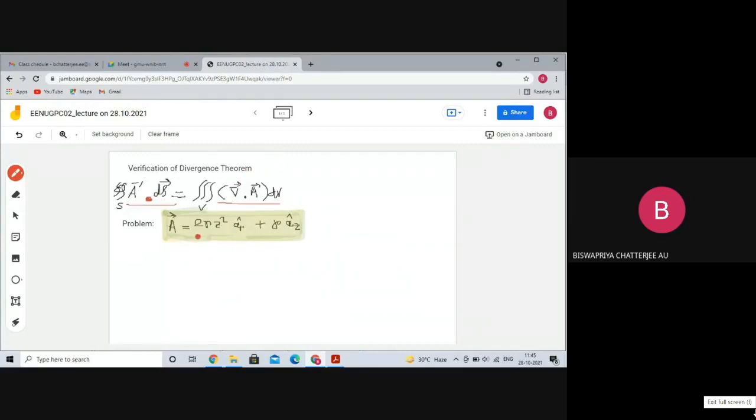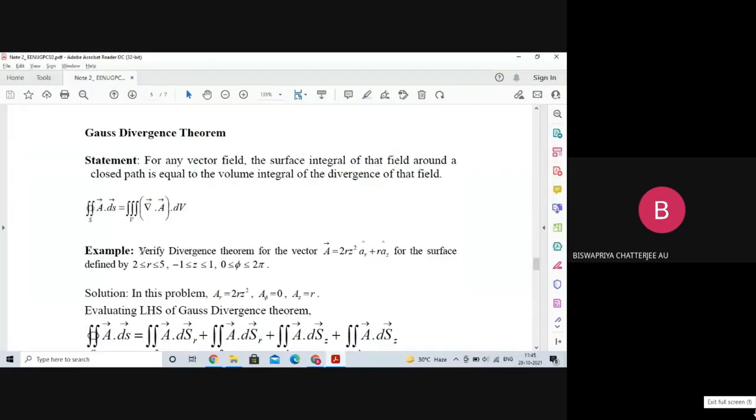And so, let us solve one problem to validate the divergence theorem. Suppose we have a vector A equal to 2rz square ar cap plus r az cap. This is the vector, and for this vector you need to verify this statement, the divergence theorem, for the surface defined by some ranges.